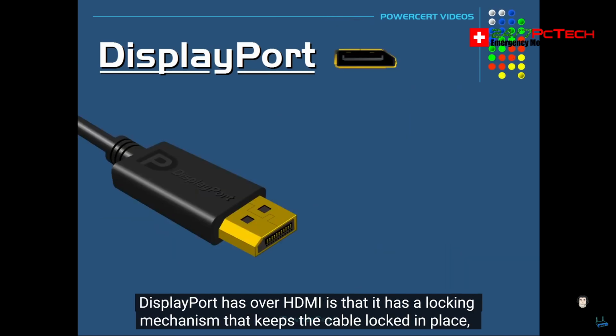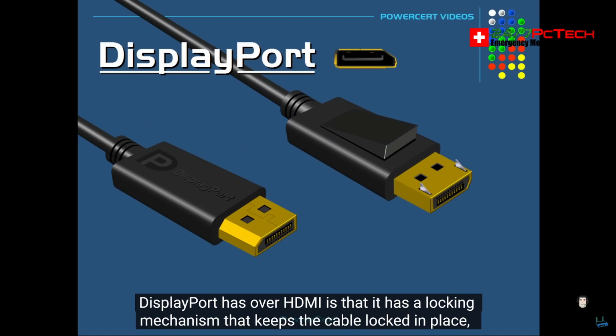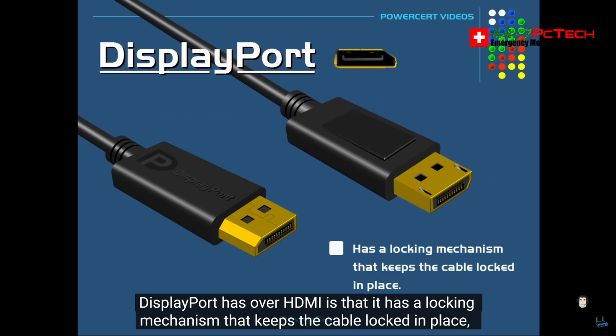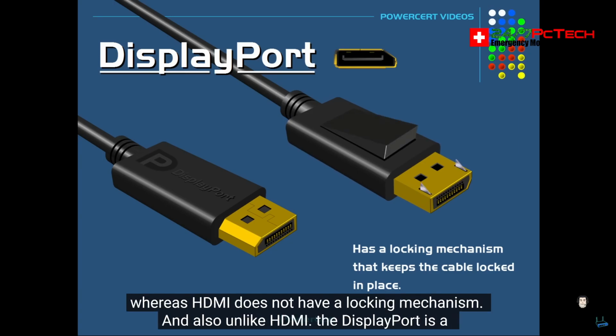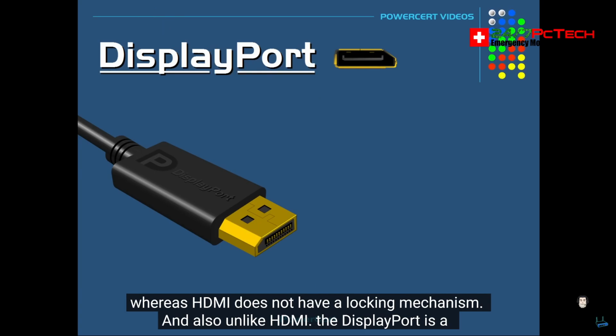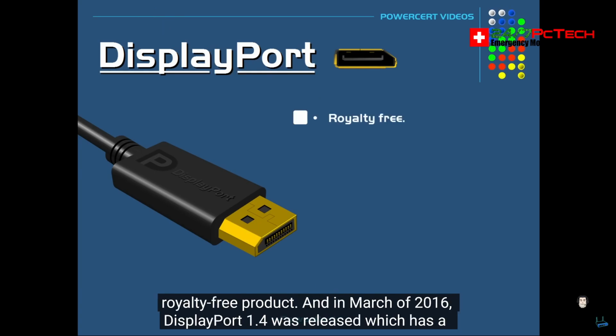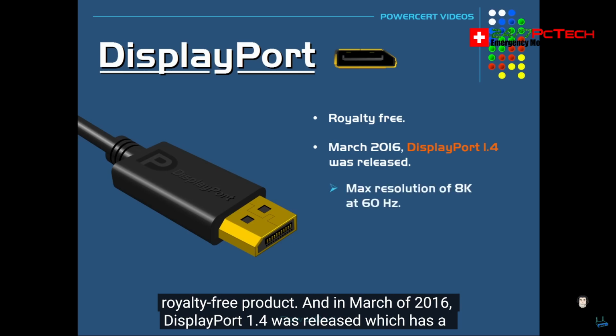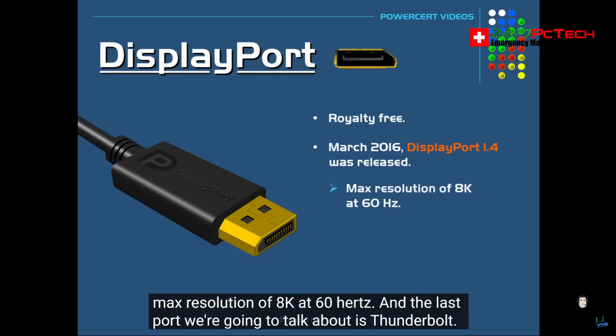Another advantage that DisplayPort has over HDMI is that it has a locking mechanism that keeps the cable locked in place, whereas HDMI does not have a locking mechanism. And also, unlike HDMI, DisplayPort is a royalty-free product. And in March of 2016, DisplayPort 1.4 was released, which has a max resolution of 8K at 60 Hz.